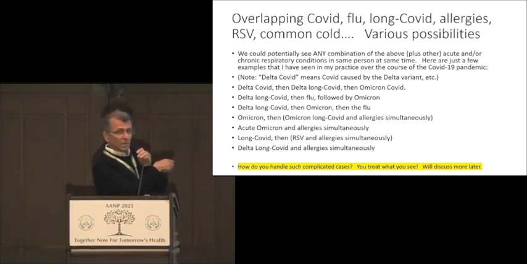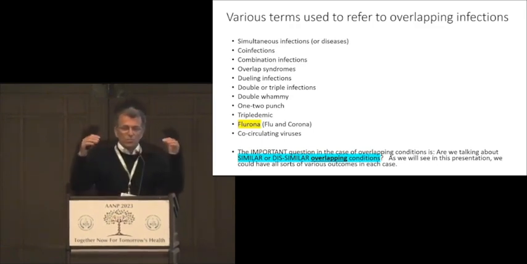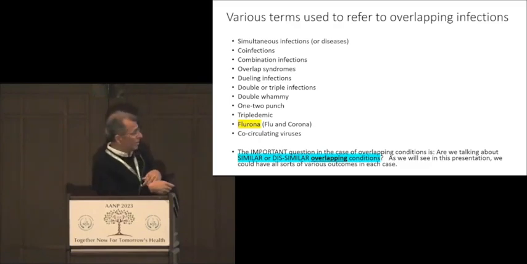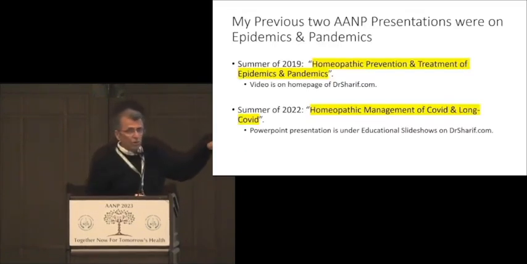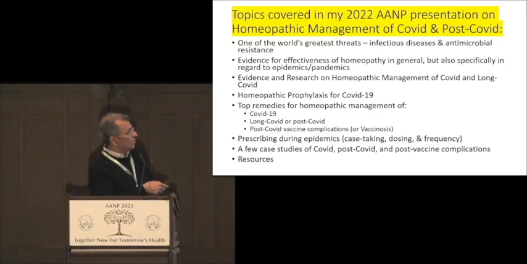As you can see, it gets complicated when you have overlapping conditions. So these are just various terms that we can use for overlapping conditions, such as co-infections or simultaneous infections. What matters here is whether these co-infections are similar or dissimilar, and we're going to talk about what that means in a minute. I've given 2 talks so far at the AANP on epidemics. One was in 2019, a few months prior to the pandemic, titled Homeopathic Prevention and Treatment of Epidemics and Pandemics. And I gave a talk at AANP last year on homeopathic management of COVID and post-COVID. Those are the topics I covered in 2019, and last year in Spokane.